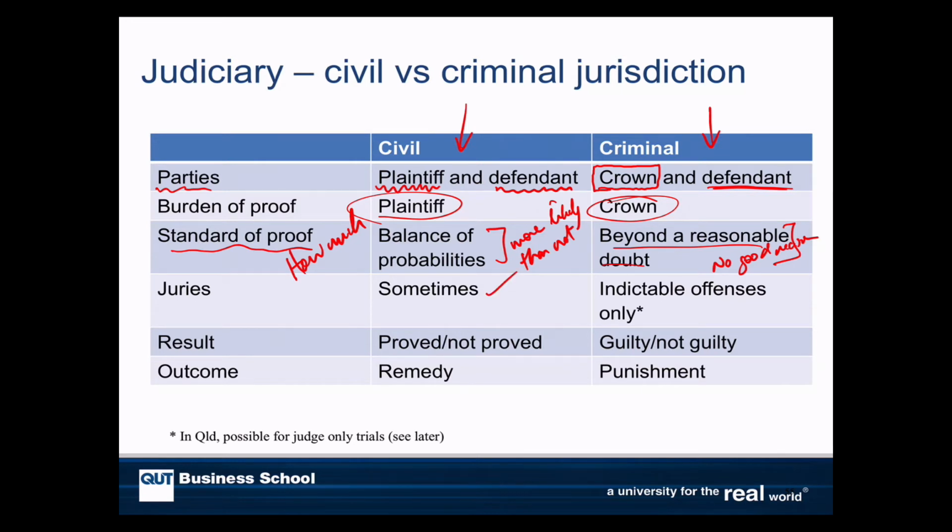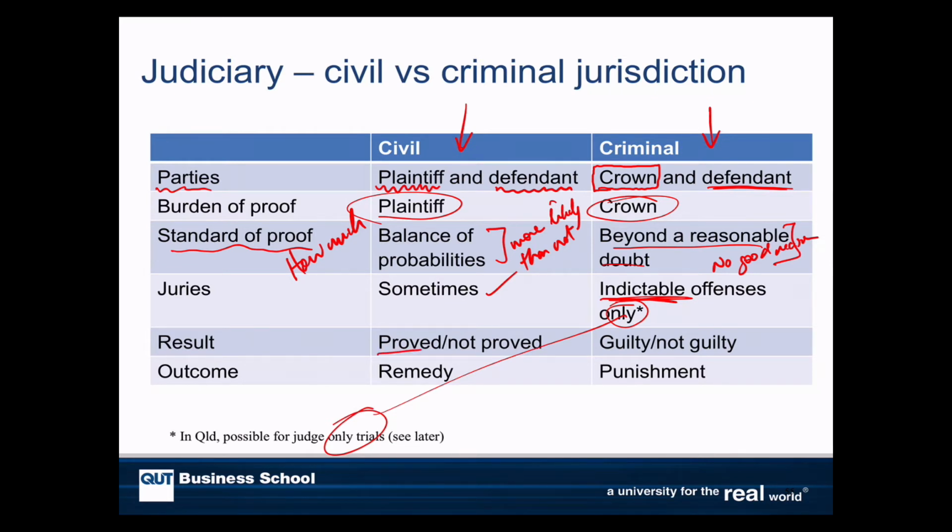Very occasionally you might have a jury in a civil issue. You most likely think of juries being involved in criminal issues. They're for major offences, indictable offences. We do note that you can have trial-only juries in Queensland. We'll come to why. Essentially it has to do with getting a fair trial. Sometimes juries might not lead to a fair trial, and under certain conditions you can have a judge-only trial for indictable offences.